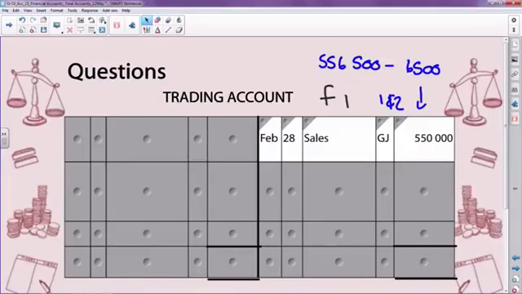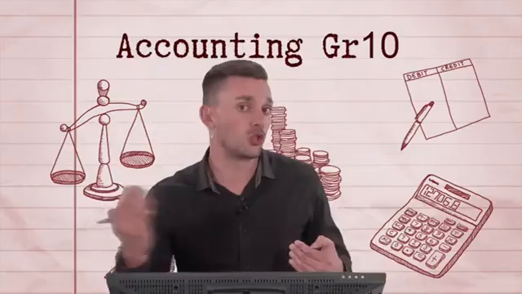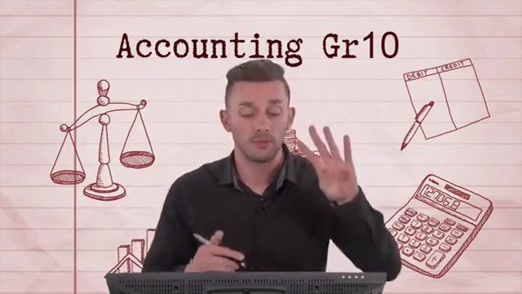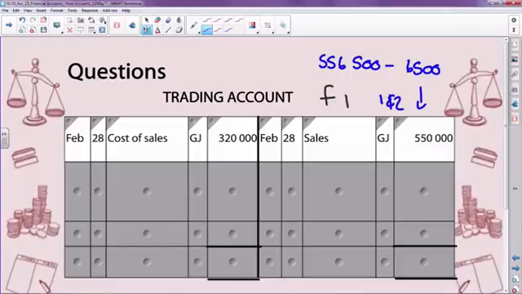Step number 3, you have to go to the other side of the trading account at the end of the year to close off the cost of sales to your trading account. And remember now, your sales was 550, your cost of sales 320, and now, what is step number 4? So let's just quickly make a note here. This is step number 3, and again, these two were step number 1 and 2.